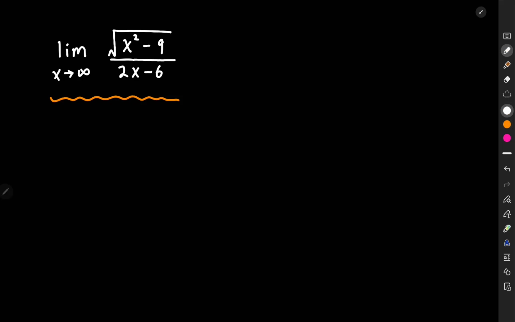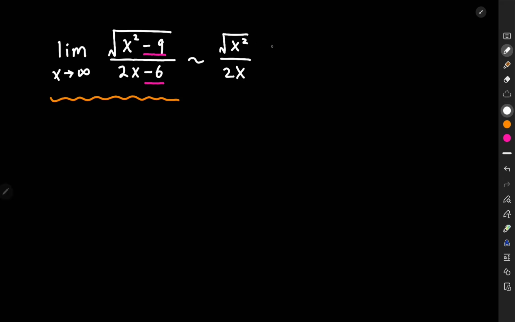So when x goes to infinity, x squared becomes a very large value, and the minus 9 becomes insignificant compared to how large the x squared will become. And the same with minus 6. As 2x goes to infinity, minus 6 also becomes insignificant. Therefore, we can see our function as the square root of x squared over 2x.